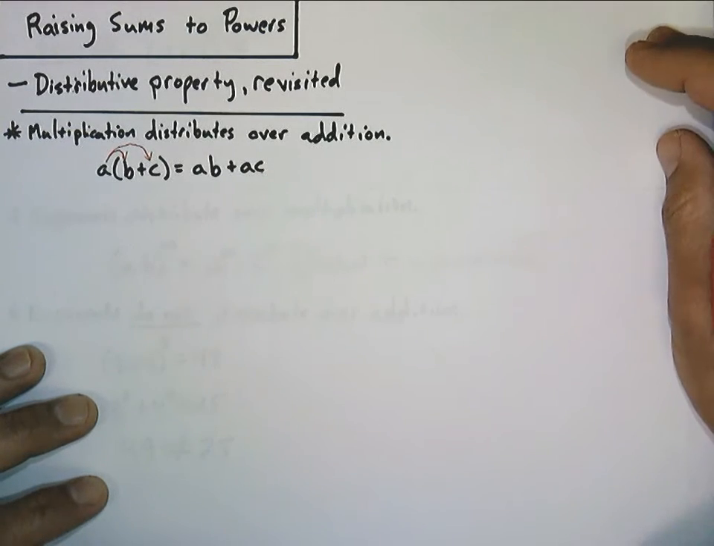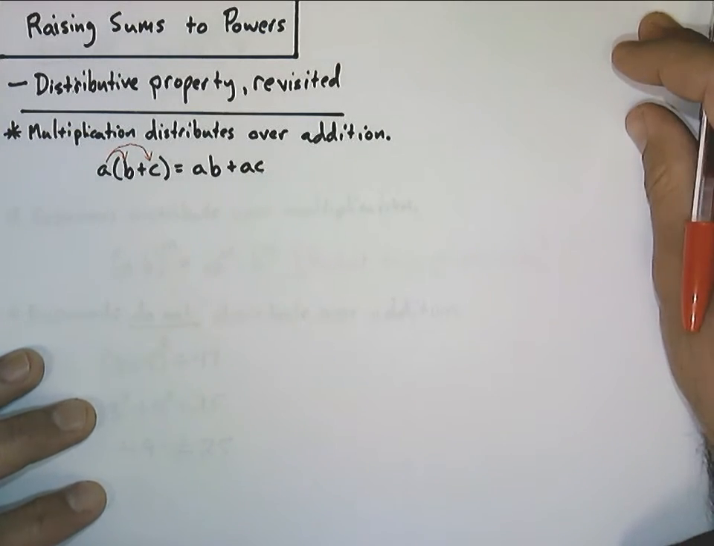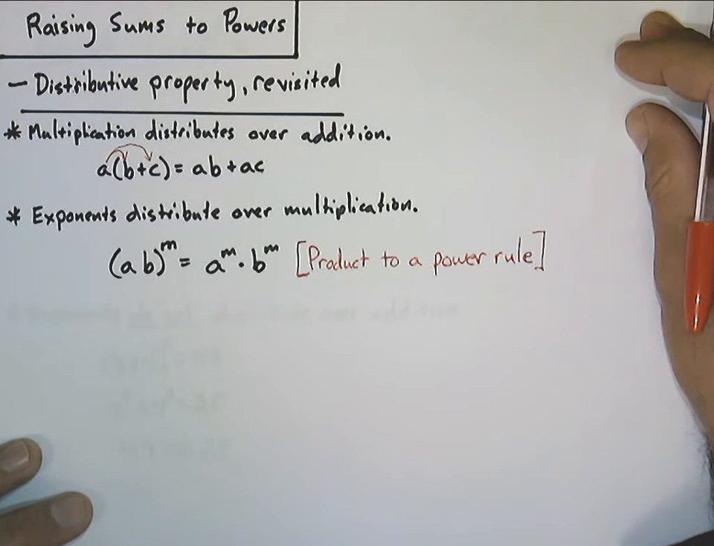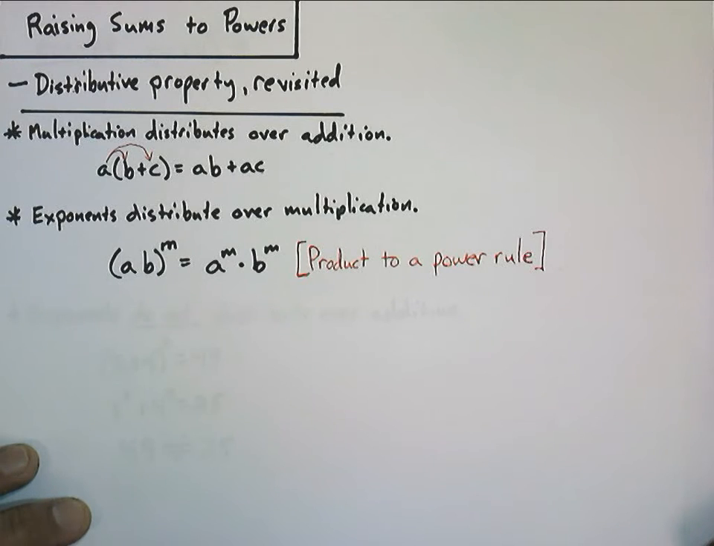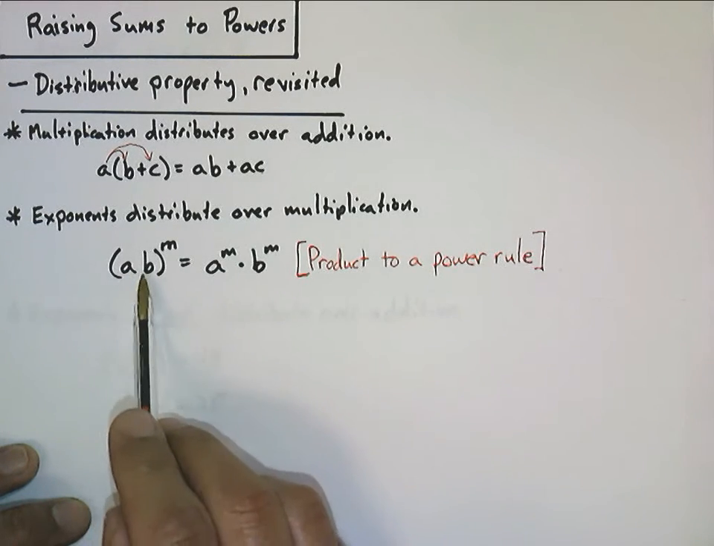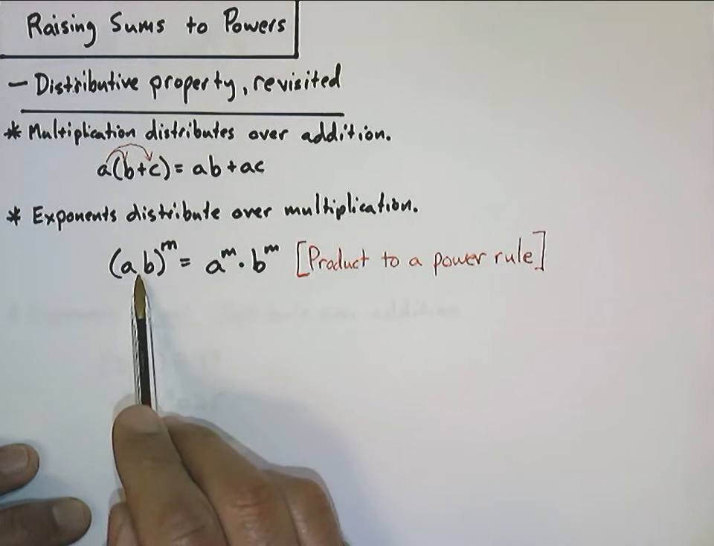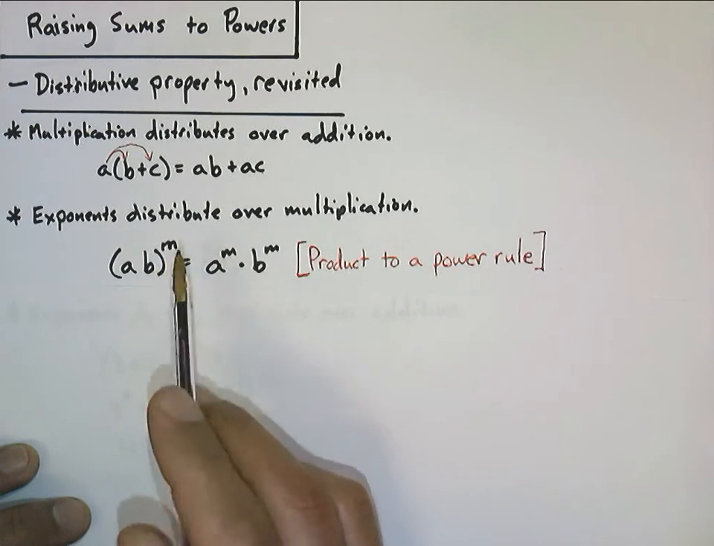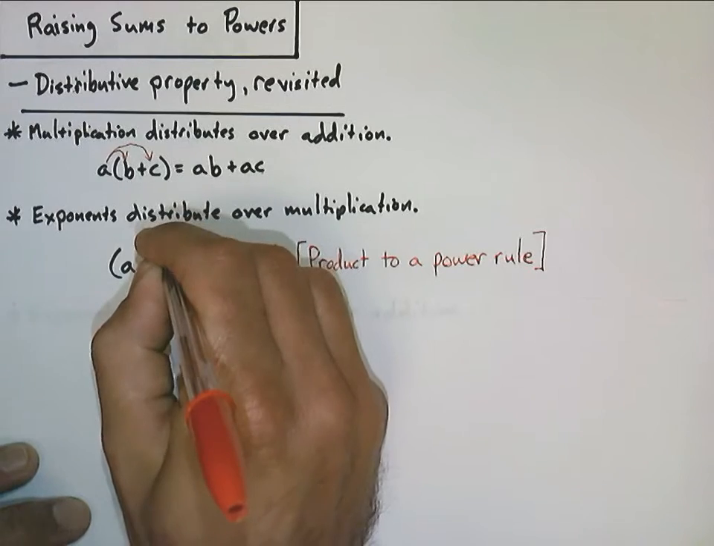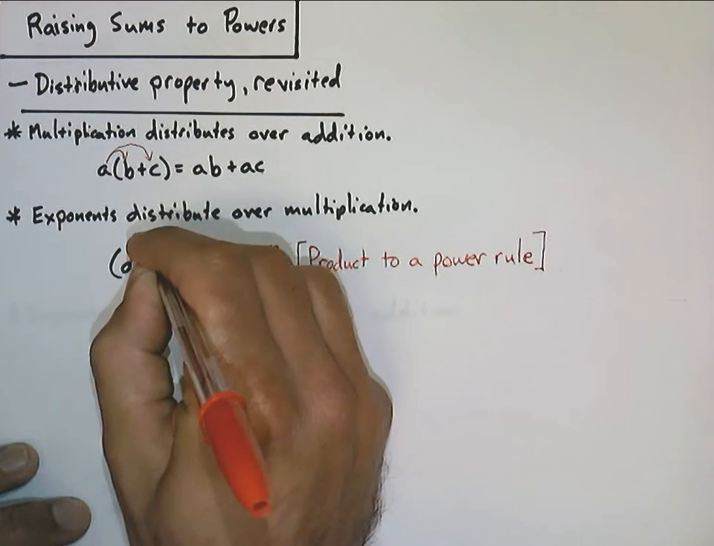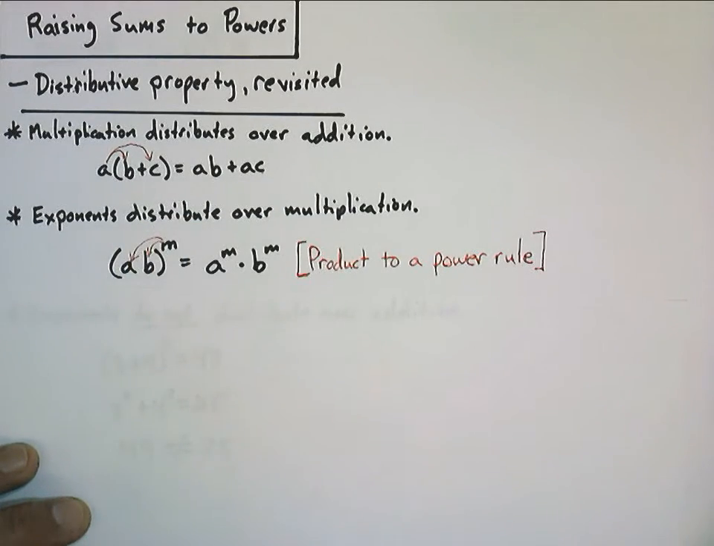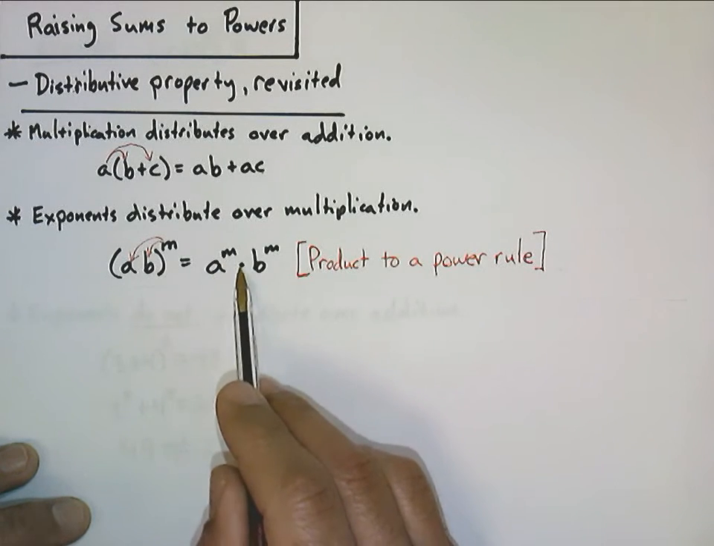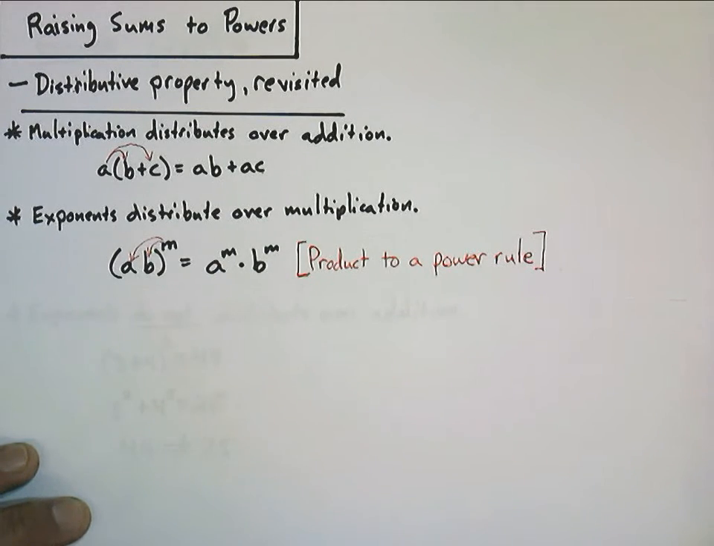Then also we have that exponents distribute over multiplication, or what's commonly called the product to a power rule. We have this product in the parentheses, a times b, being raised to the power of m, so we distribute this exponent to both of these factors, and we end up with a to the m times b to the m.